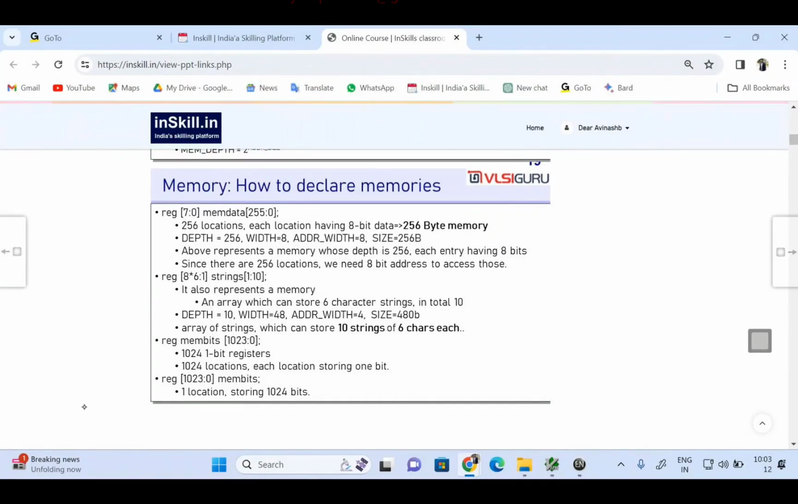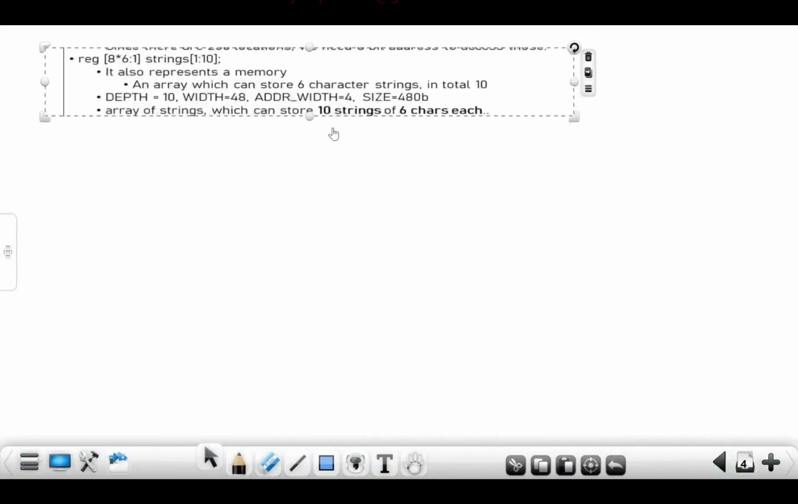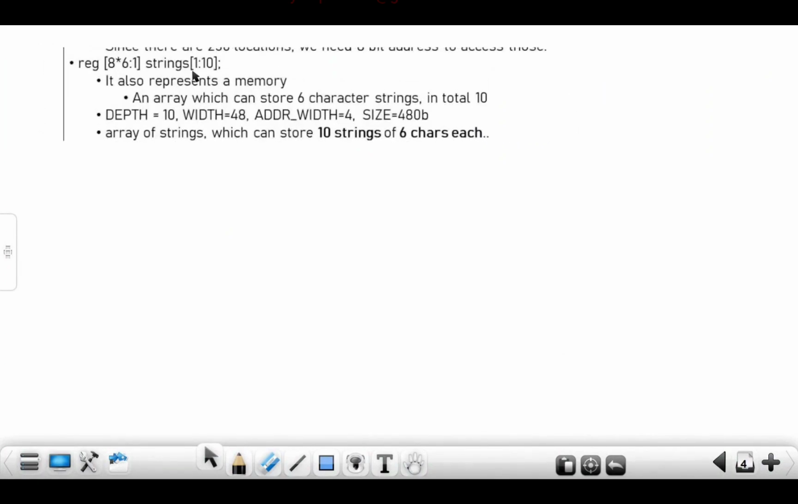Right. Now what about this one? Let us see the next example. reg [8*6:1] string [1:0]... What does the second one represent here? Can you see what the second one represents?